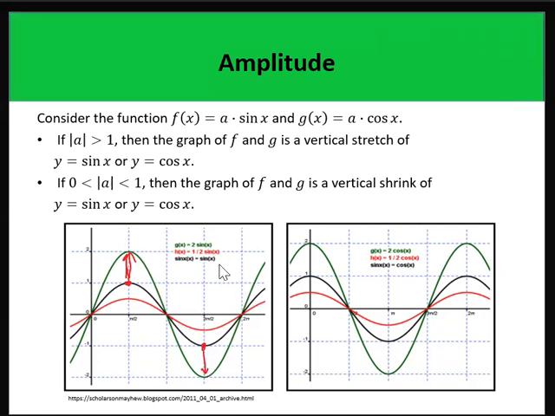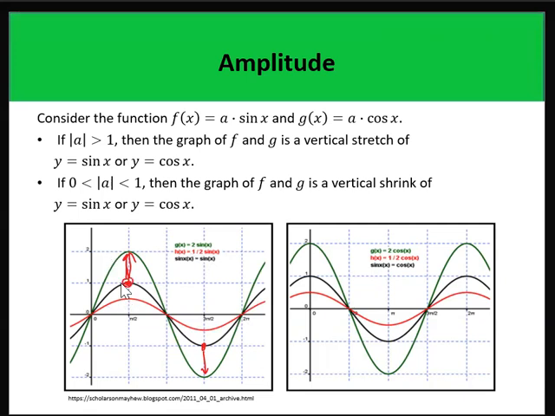So it's like a vertical stretch of the basic sine function. Now, if we consider the red graph, then the red graph has the equation h of x is equal to 1/2 sine of x. Then the effect of the amplitude of 1/2 would be a vertical shrinking of the black graph, or a vertical shrinking of the basic sine function.